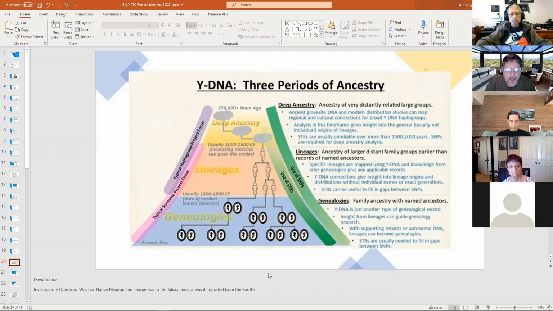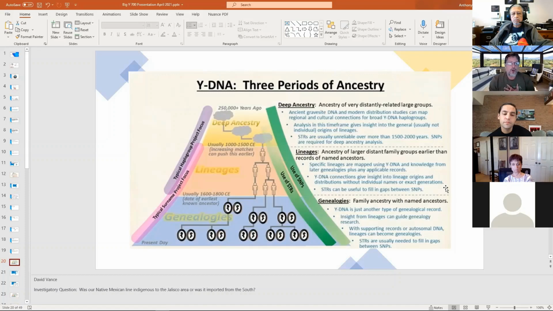What I'm going to present today: last week, I focused on Y-DNA within genealogical time. I didn't have time to talk about how I'm leveraging Y-DNA to talk about lineages. Lineages are the ancestry of larger, distant family groups earlier than records of named ancestors. So why would you want to know that? Well, I'm going to show you. Specific lineages are mapped using Y-DNA and knowledge from later genealogies plus any applicable records. Y-DNA connections give insight into lineage origins and distributions without individual names or exact generations.